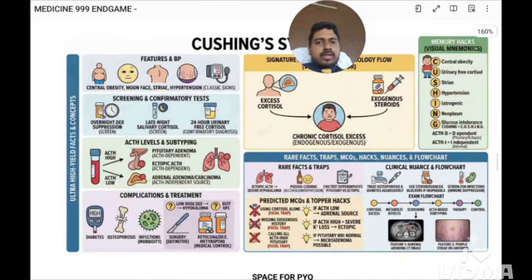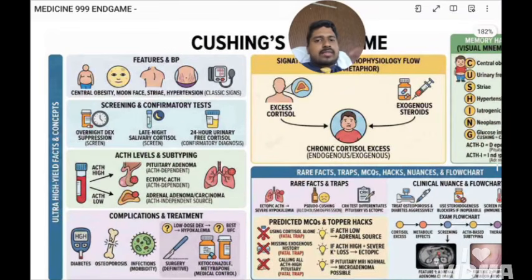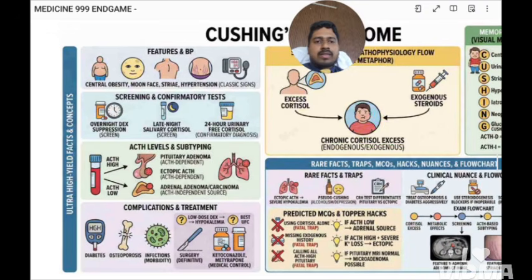So what is Cushing syndrome? Excess of cortisol. Okay, so what are the features? Excess cortisol can be either endogenous, meaning the adrenal gland is producing it, or it can be exogenous. Exogenous means we are giving it from outside, like hydrocortisone or prednisolone, whatever medication that we are giving. Because of that, Cushing's can occur. Now chronic cortisol excess will give rise to Cushingoid features. Central obesity will be there. There will be moon facies, there will be striae, there will be hypertension. So these are the features of Cushing syndrome. You shouldn't miss Cushing syndrome in your MCQ.